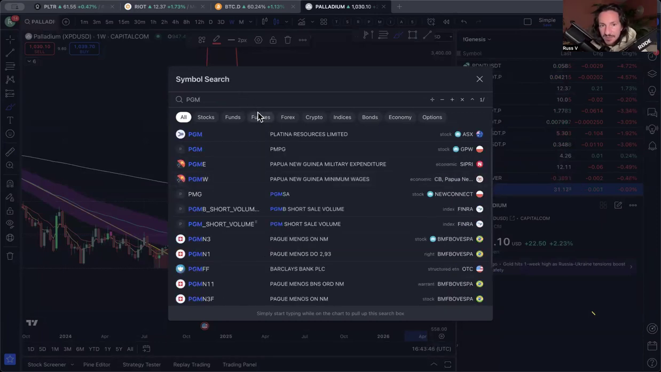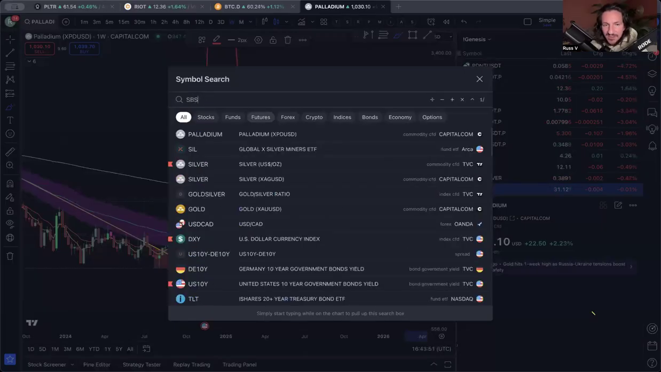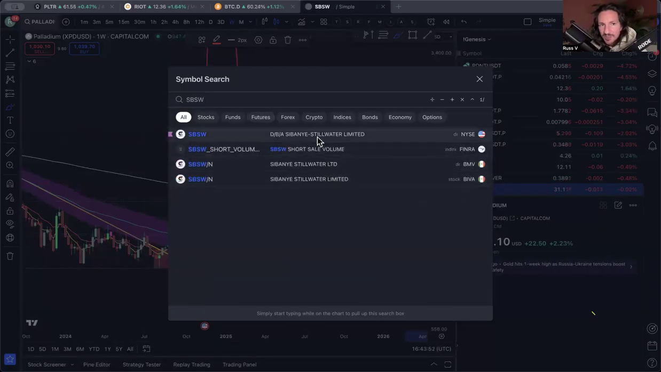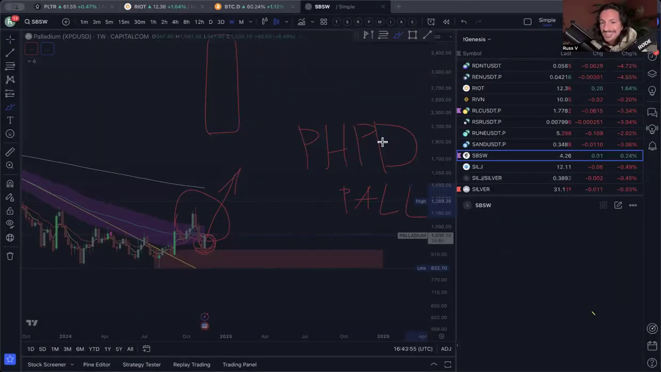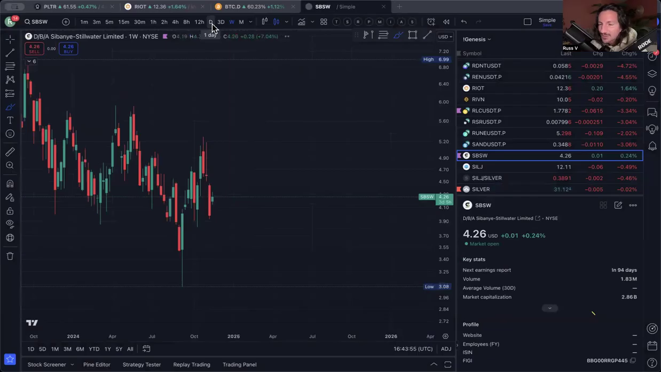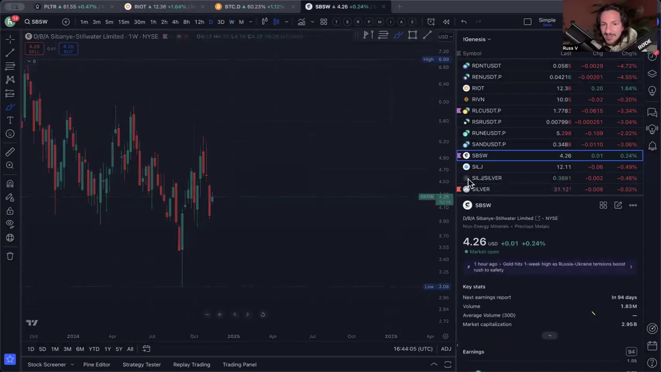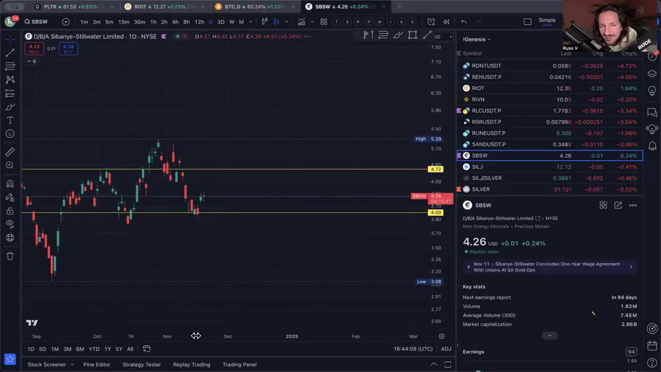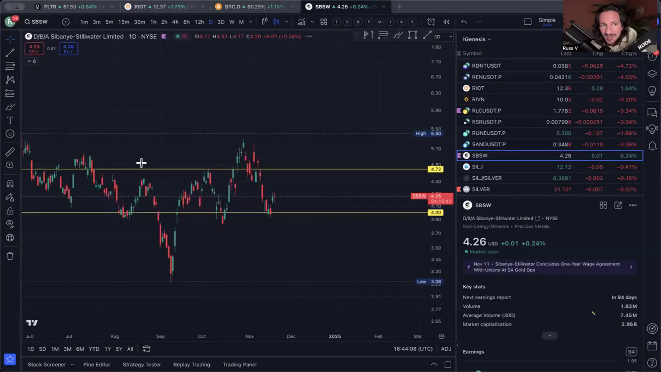So let's actually start first with SBSW. I think we are much more exposed to this miner. It also has production facilities across multiple countries. I think they are operational in almost 60 countries around the world. It's a multi-billion-dollar company, so the risk here is also much smaller. The potential returns might be smaller too. But once again, I think here it is giving us a very interesting market structure.